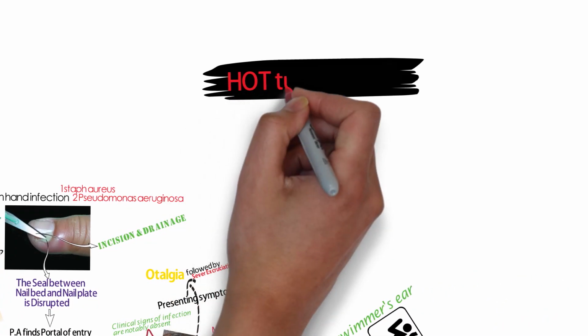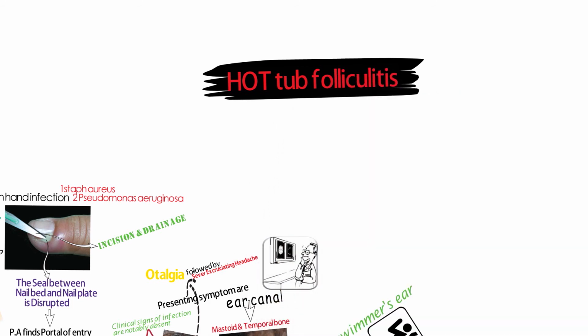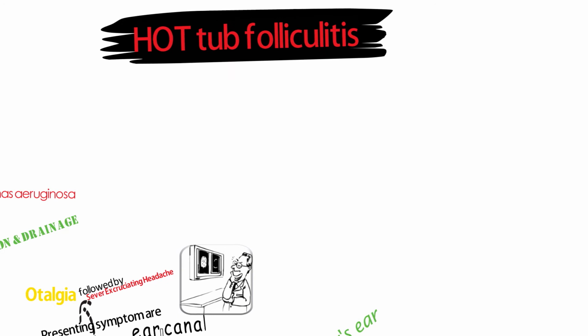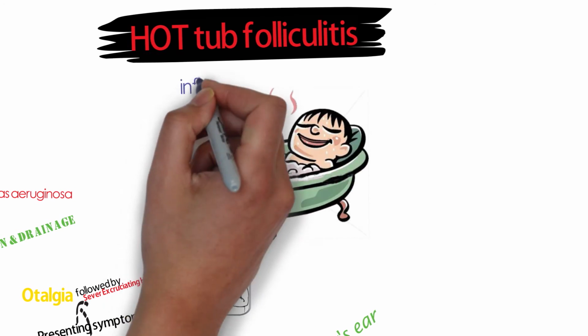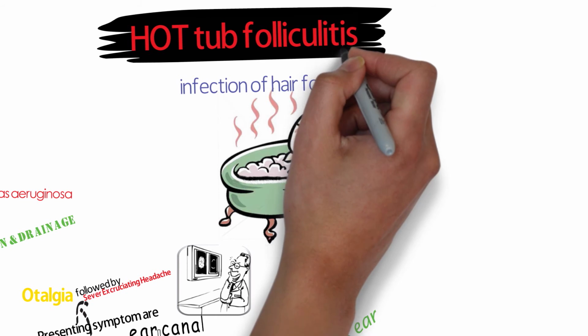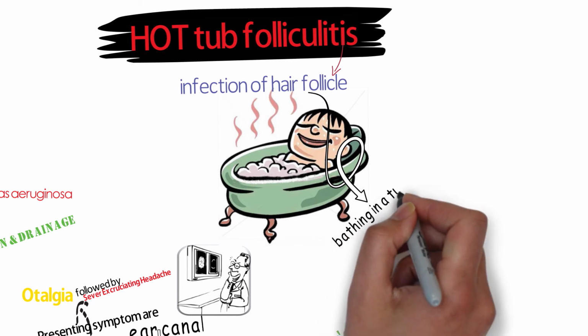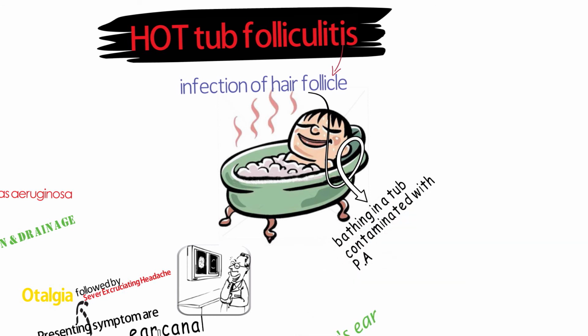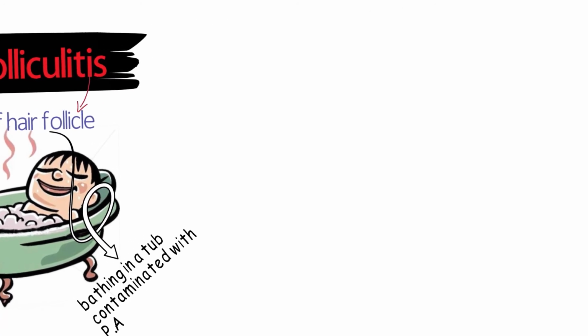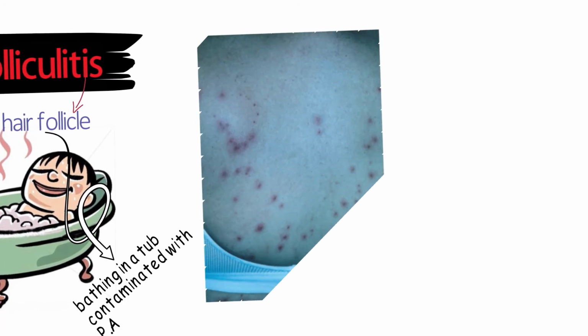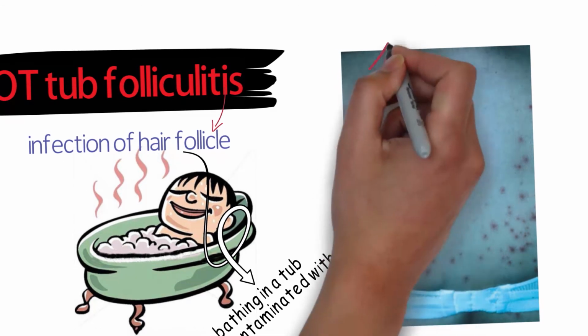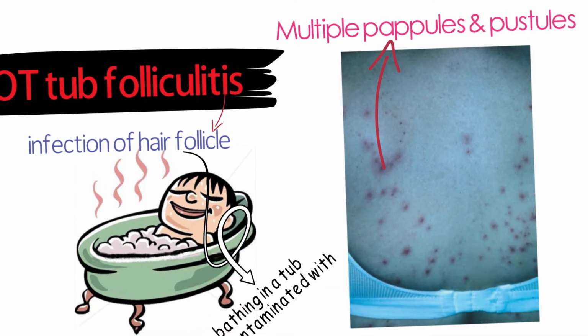The next one is hot tub folliculitis. It is infection of the hair follicles that occurs as a result of bathing in a tub or in an object that is contaminated with Pseudomonas aeruginosa. See this picture of a 42-year-old female. She has multiple papules and pustules on her back. While taking history, she told that she was in a hot tub twice over the previous weekend.